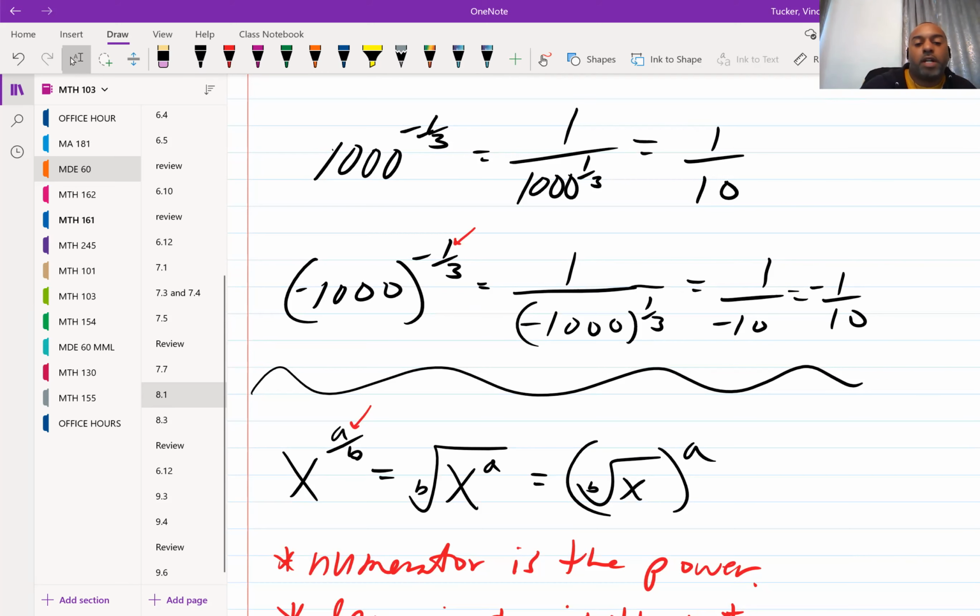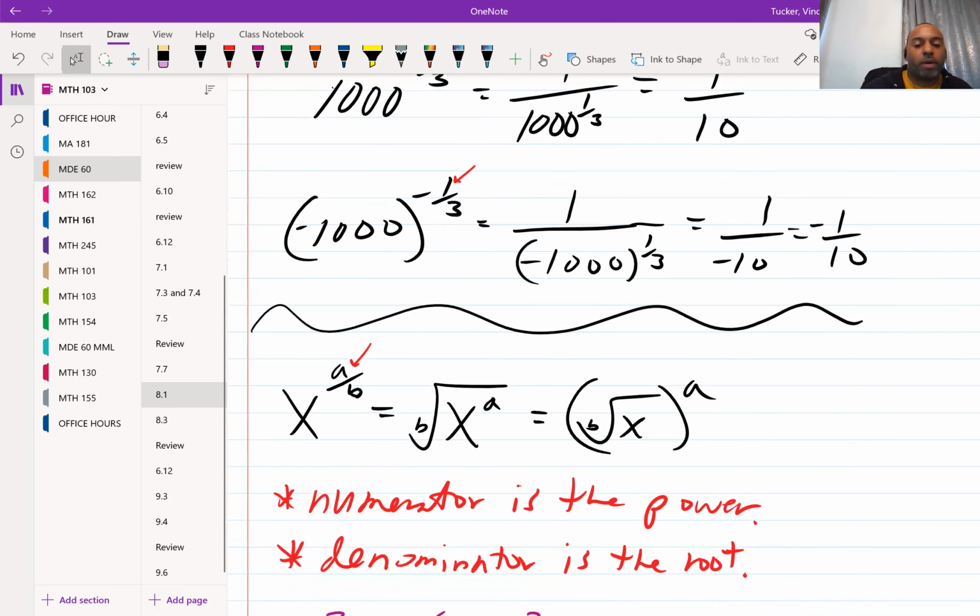All right, next relationship, x to the a over b power. Notice what I wrote in red. Your numerator is always your power. Denominator is always the root. So if you notice, I have the b root of x to the a power, or you can do the b root of x, and then raise it to the a power.